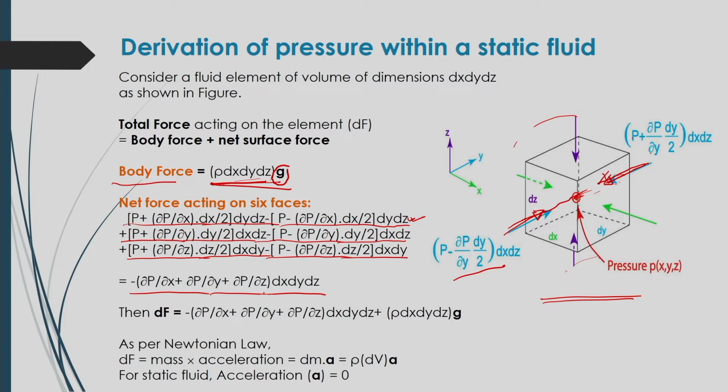Now, substituting this net force and the body force into this equation of total force acting on the element, it can be expressed by this equation. So dF will be equal to minus dou p dou x plus dou p dou y plus dou p dou z into dx dy dz, plus the body force.